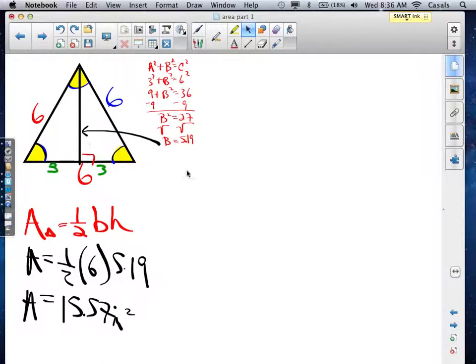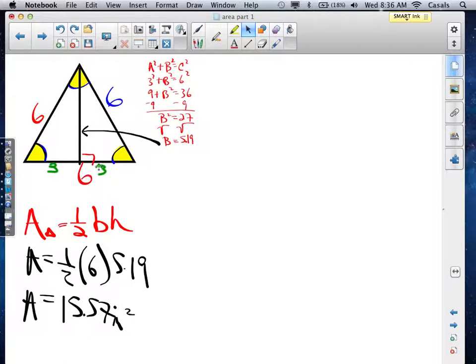Well, now that I know that the height of this triangle is 5.19, I can find the area of the triangle, because the area of a triangle is half the base times the height. Here's my formula. Let me plug it in. A is equal to 1/2 the base of the entire triangle.